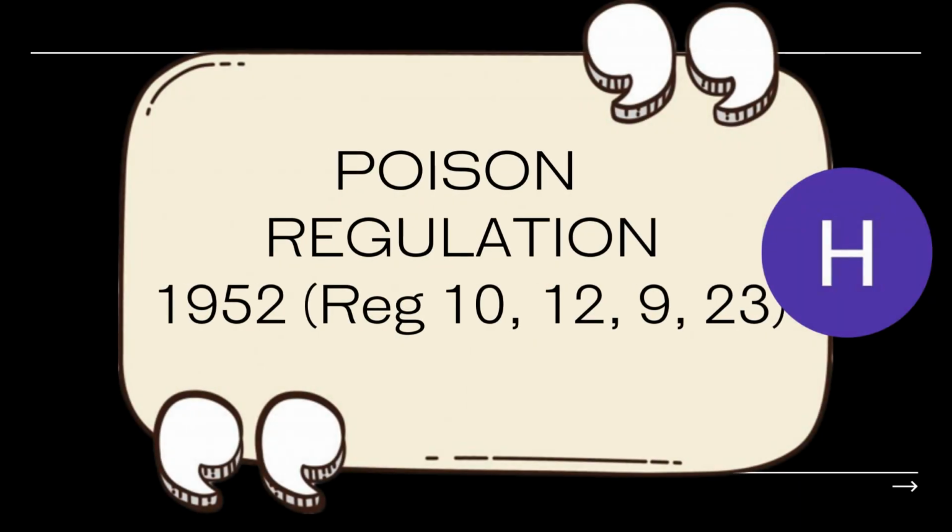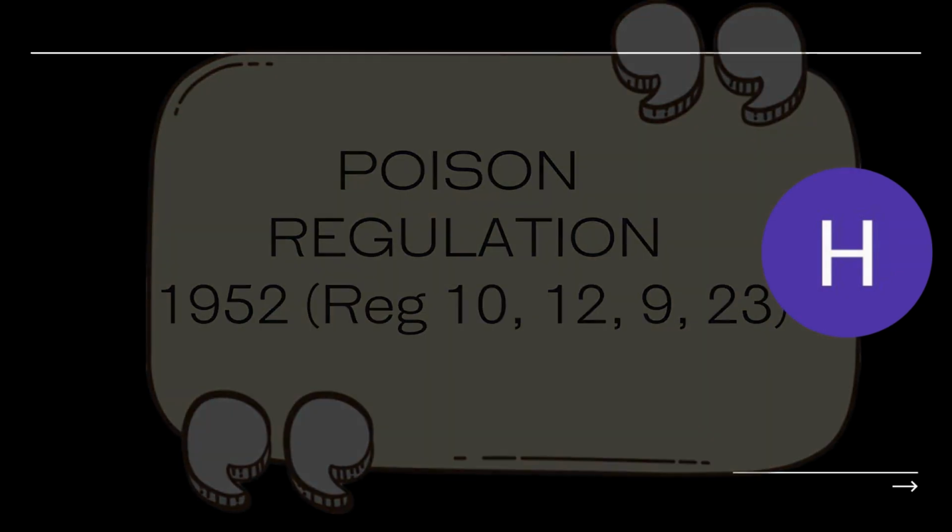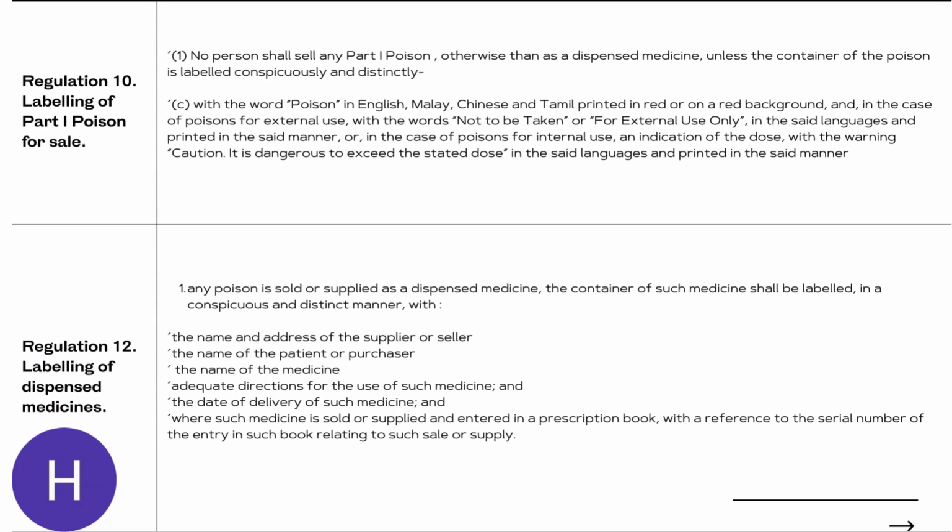Okay, students, so it's time to move forward to the fourth learning objective, which is some of the regulations 10, 12, 9, and 23 under the Poison Regulations. There are a few regulations that are important. The first one is regulation 10. Regulation 10 mentions the labeling of Part 1 poison for sale.